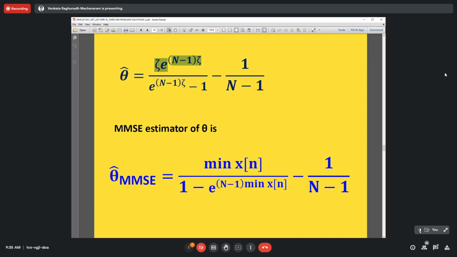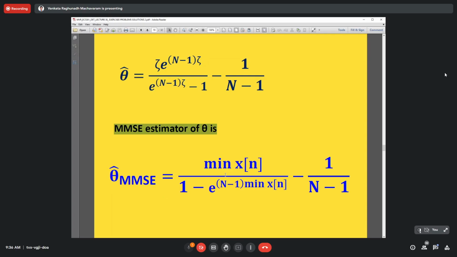Therefore, the minimum mean squared estimator is the minimum of xn by 1 minus e to the power n minus 1, the minimum of xn. So the minimum of xn by 1 minus, combining these two, e to the n minus 1, so you bring it down: 1 by 1 minus e to the minus n minus 1 times the minimum of x. So this is the least square estimate.